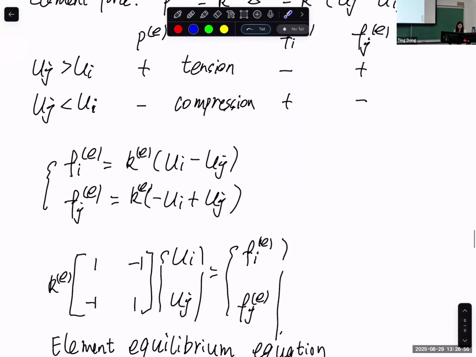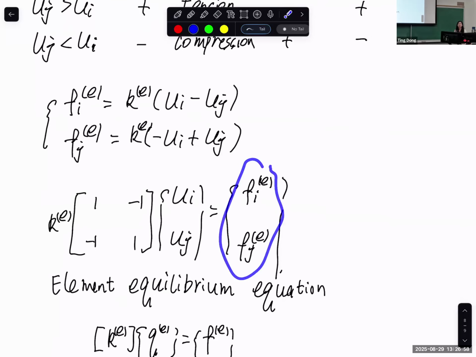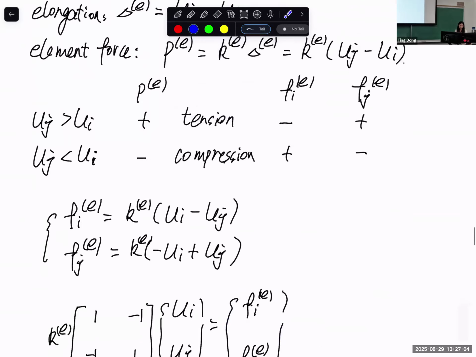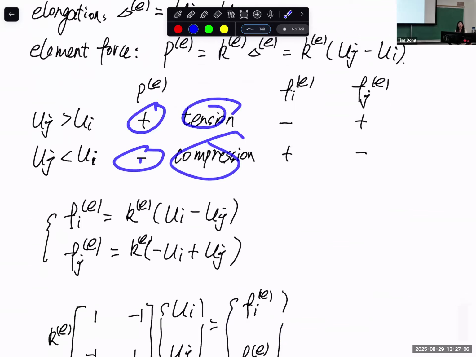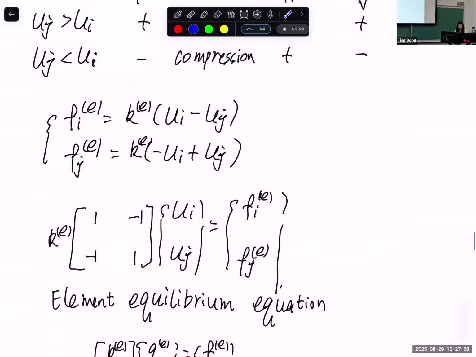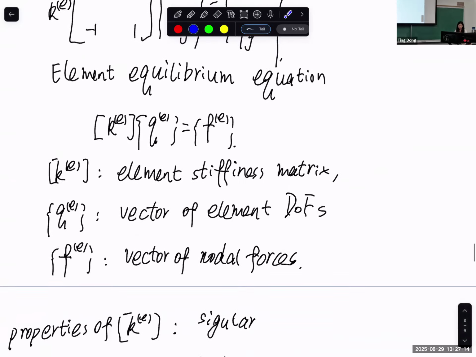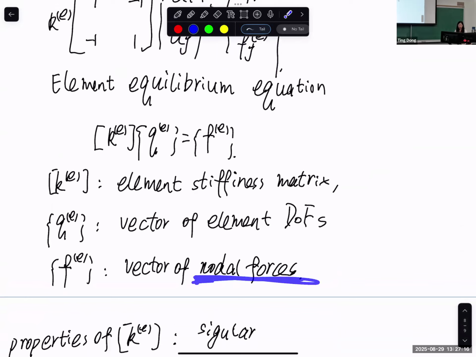But this equation is the externally applied force. This is the element nodal force. It is not always positive tension, negative compression. This one follows the coordinates. If it's in the positive x direction it's positive, if in the negative x direction it's negative. So that is the definition here. I want to correct this: it's really a vector of the nodal forces, not a vector of internal force.